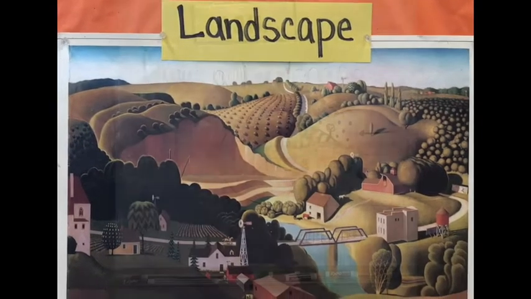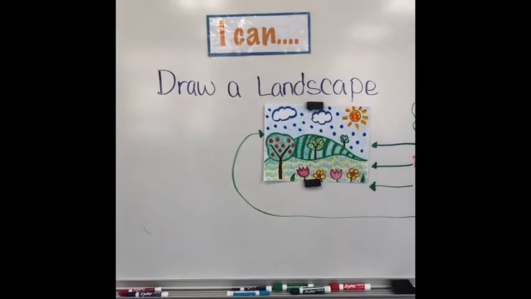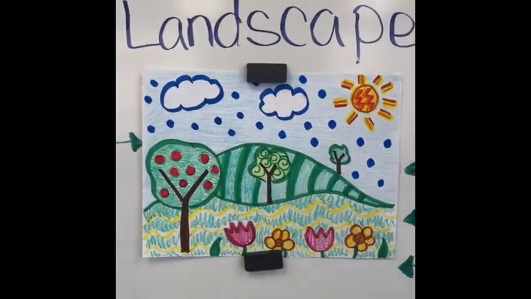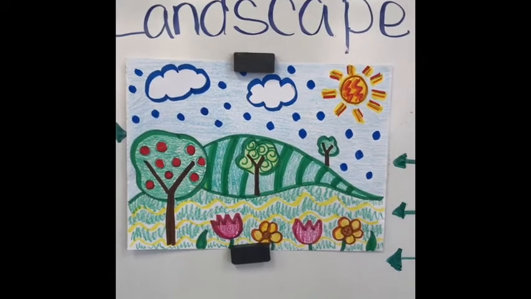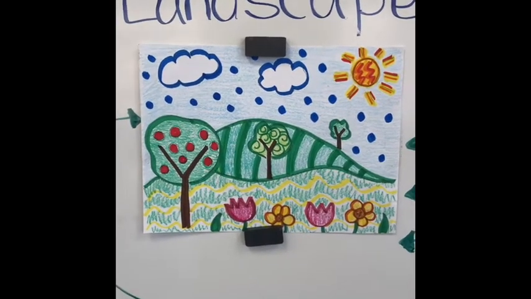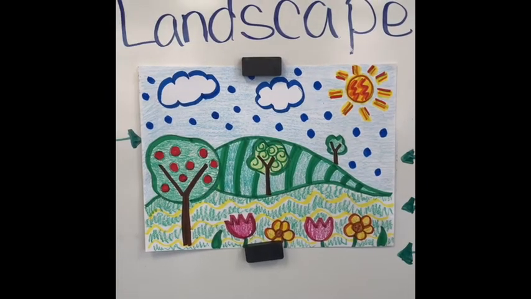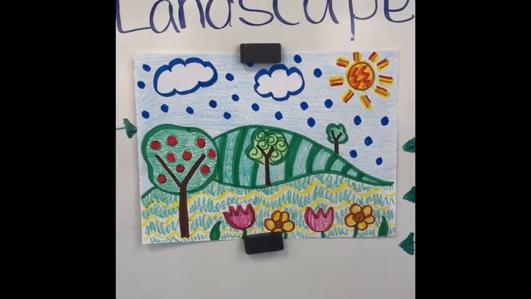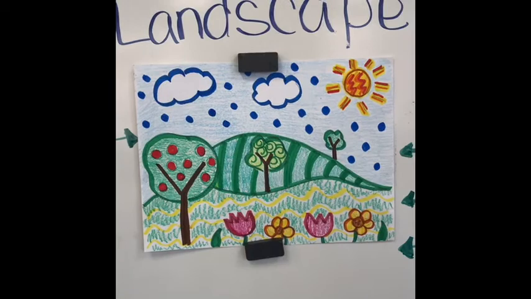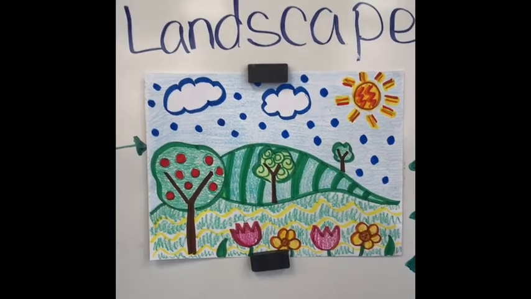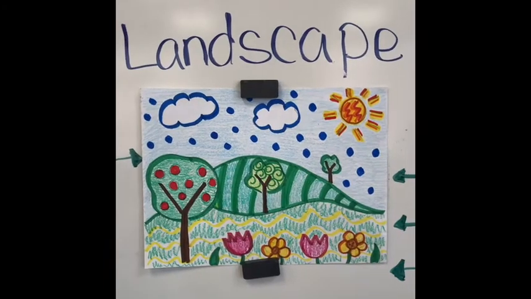Let's get started. For your landscape, you're gonna create what I call a pop art landscape. It's gonna have a lot of fun lines, shapes, and colors. In your artwork, you're required to include each line: a straight line, wavy line, zigzag, dotted, and spiral. And we'll talk about that in a second. But first, let's talk about the parts of a landscape.